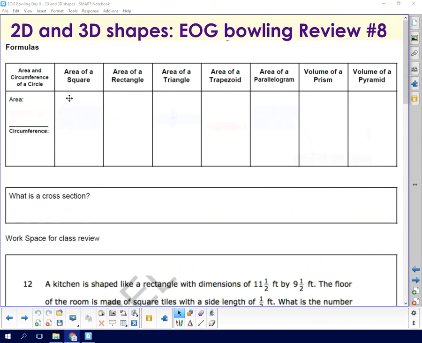Today we're going to talk about 2-dimensional and 3-dimensional shapes. I got some real quick notes for you. I'm going to do one practice problem for you, and then I'm going to give you a couple of nice little hints on the other ones to kind of get you started.